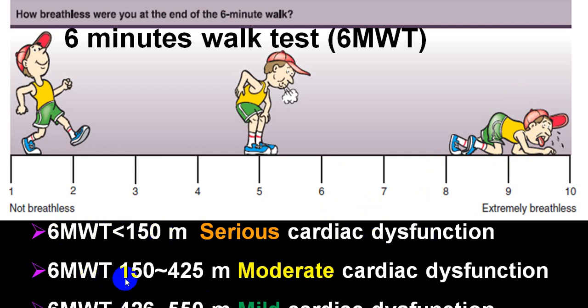If he is able to walk 150 meters to 425 meters in 6 minutes, there is a moderate cardiac dysfunction, and if he can walk almost 400 to 500 meters, there is a very, very mild cardiac dysfunction. So this gives you a rough idea. And after walking for 6 minutes, if the person is not breathless at all, he is less likely to have a cardiac dysfunction.